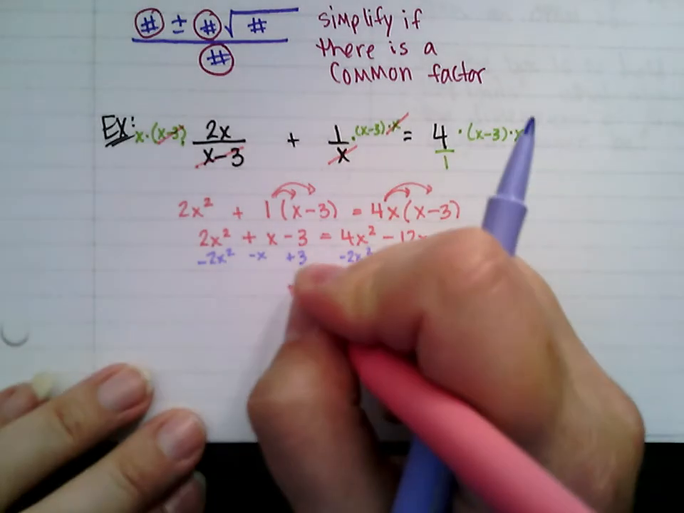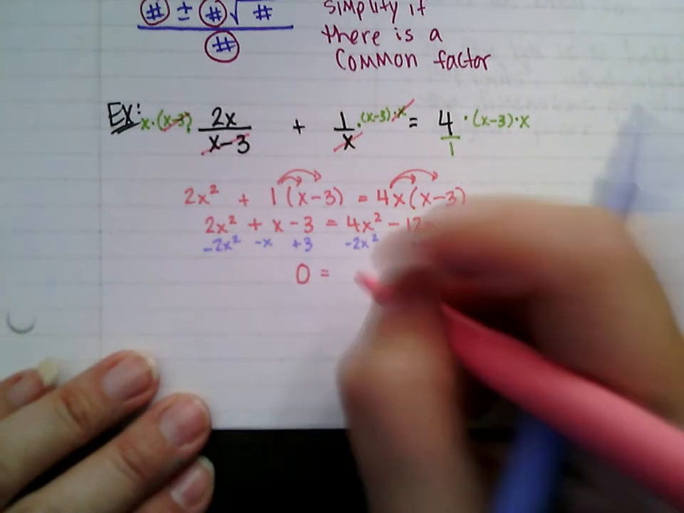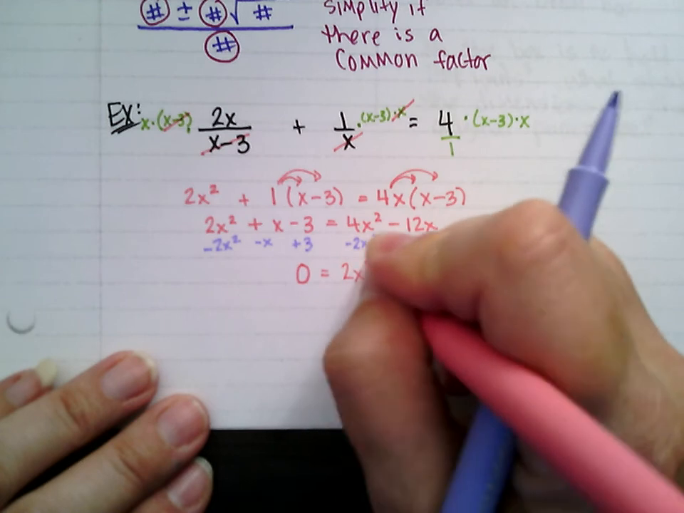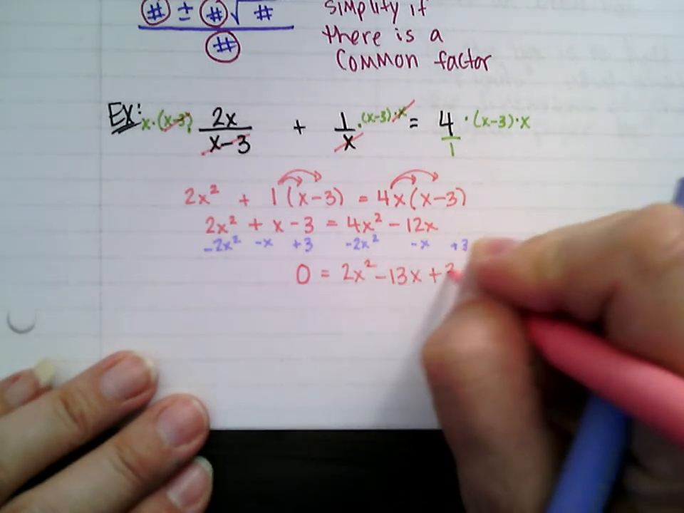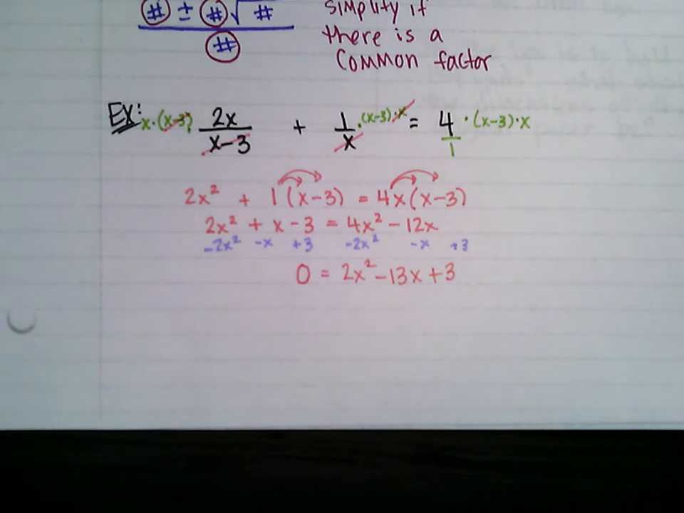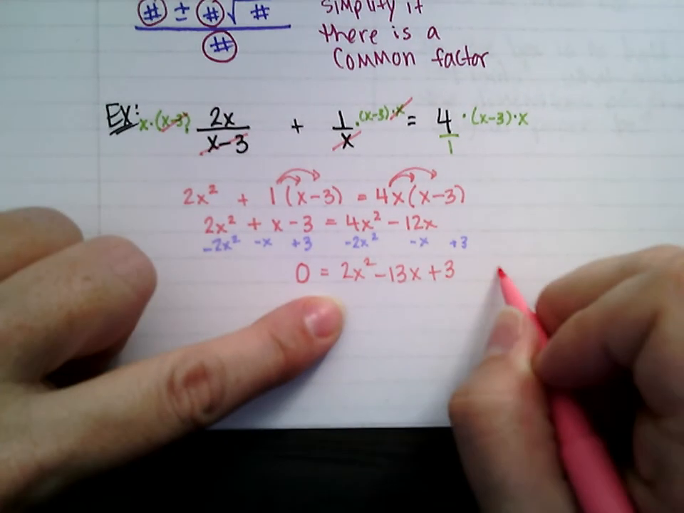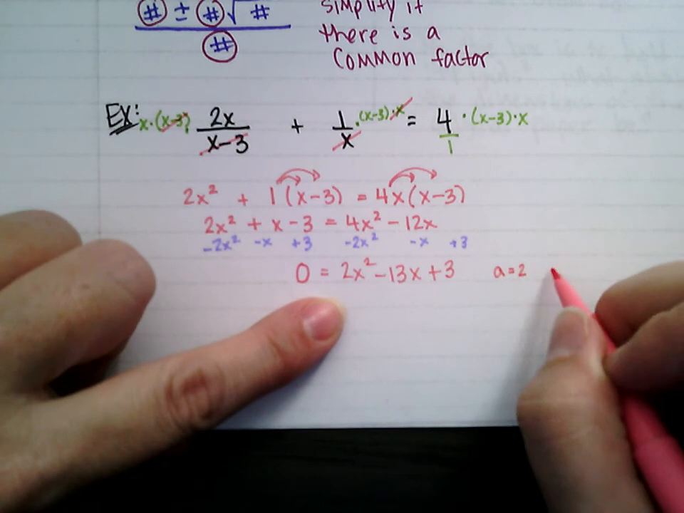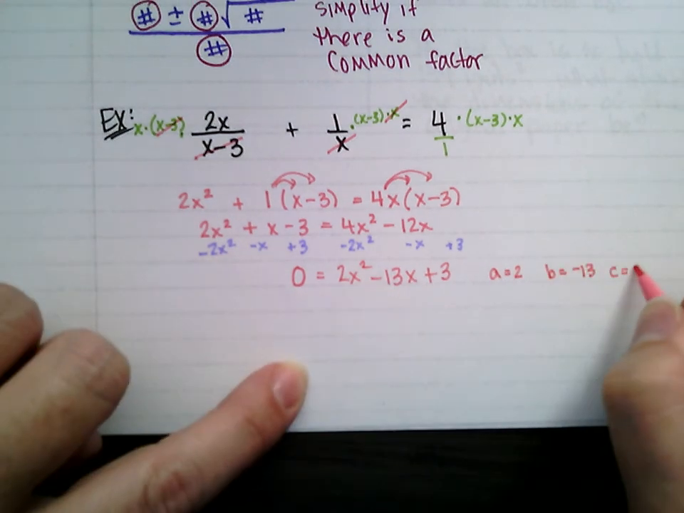So my 0 is going to be on the left, but that's okay because the equal signs are two-way streets. But I'm going to have 0 equals 2x squared minus 13x plus 3. Then I can go ahead and use the quadratic formula. So in the quadratic formula, I need to know what a, b, and c are. A in this problem is 2, b is negative 13, c is 3.